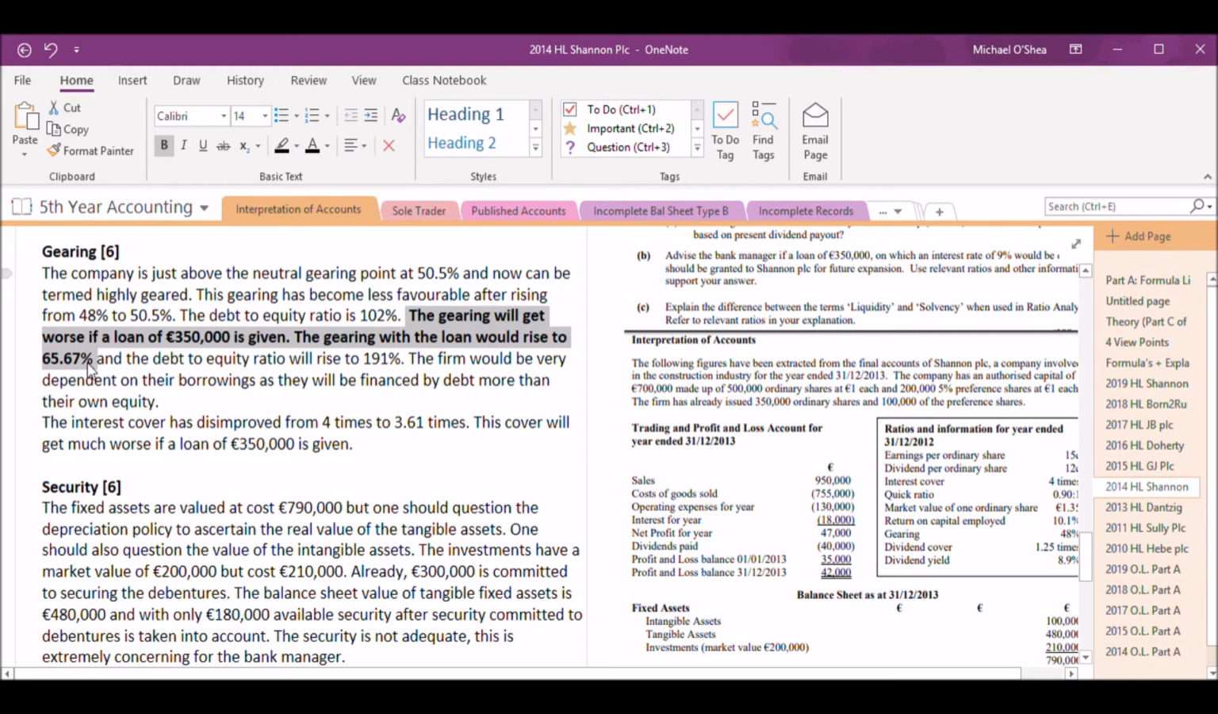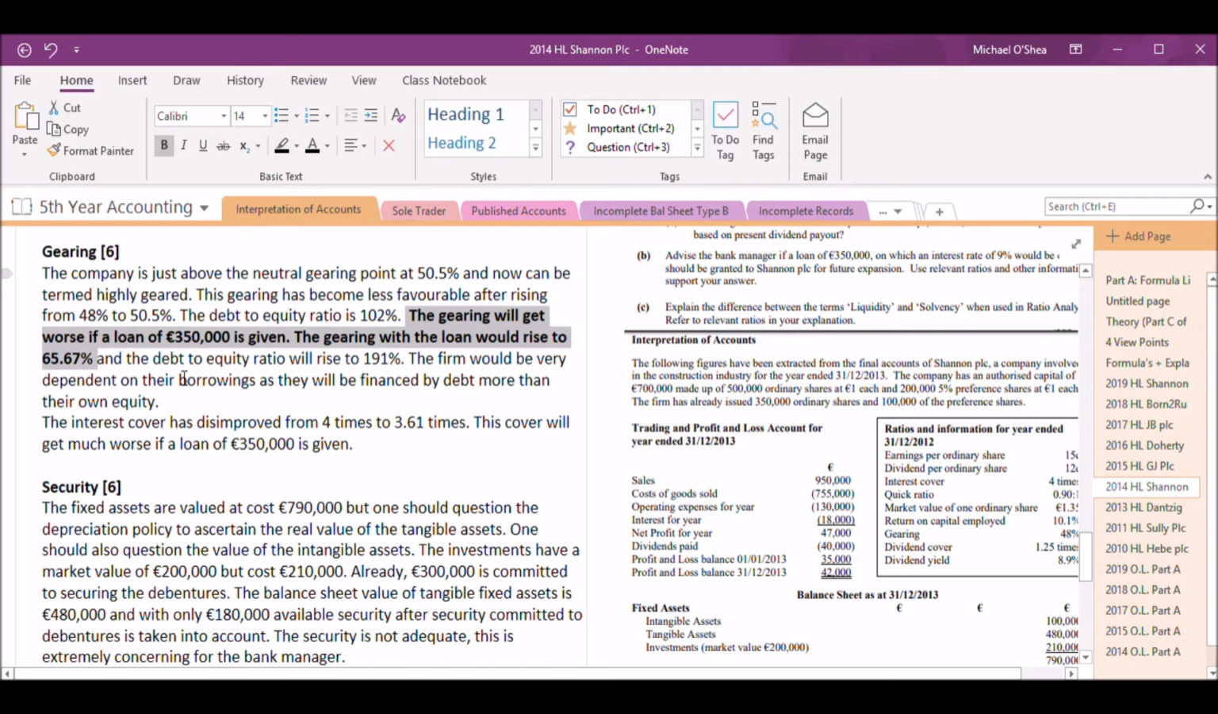Works out at 65.67%. So it's important to be able to work out, if there is a loan, what does that do to gearing. So we don't go into as much detail on gearing if we're dealing with an ordinary shareholder. But when it comes to a debenture holder or bank manager, this straight away becomes extremely important. Debt equity ratio will rise to 191% as well. Ideally, you put that in as well, just give yourself as much chance to get all the marks.